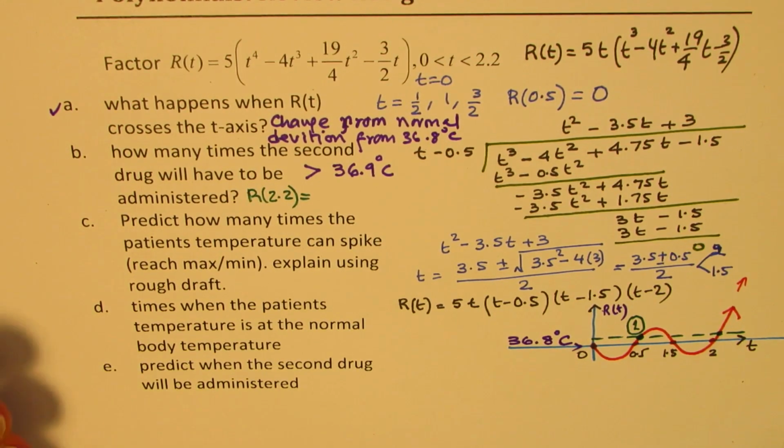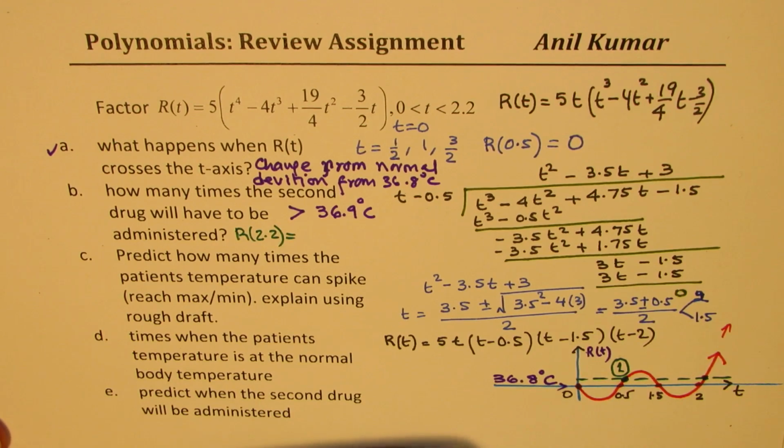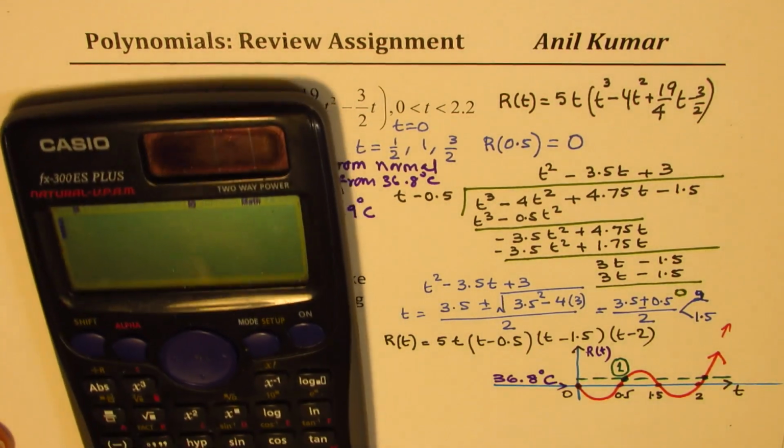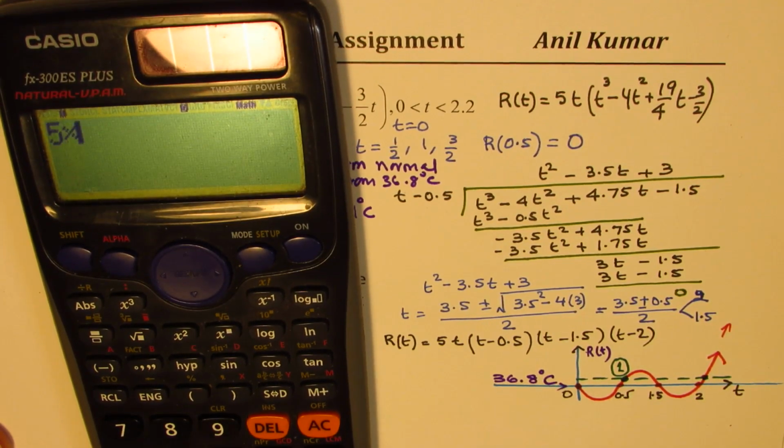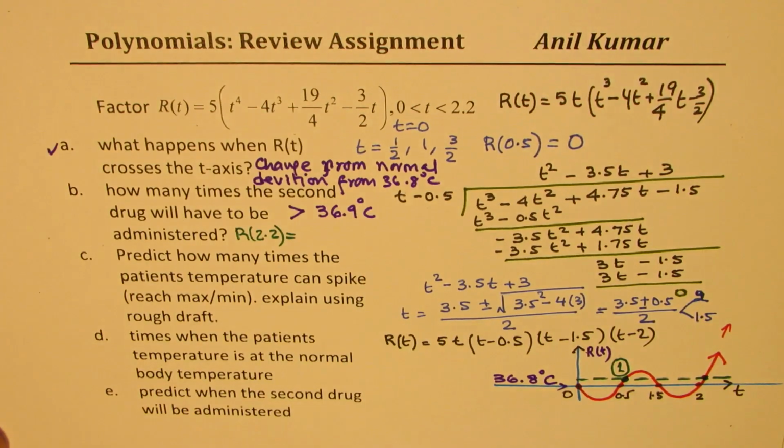So let's do this calculation. Let's calculate the value at 2.2. So when t is 2.2, let me use this equation which we have got here. We get 5 times 2.2 within brackets 2.2 minus 0.5, and then within brackets we have 2.2 minus 1.5, and then within brackets 2.2 minus 2. What do we get? In decimals, we get 2.618.